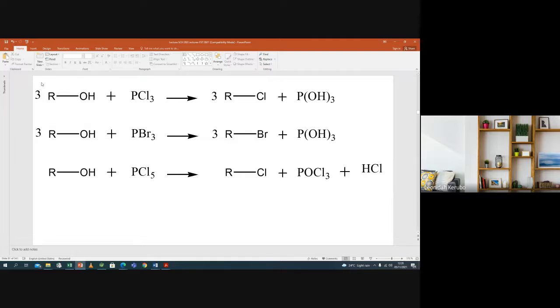So if you start with 3 moles of alcohol and react with phosphorus trichloride, you'll be able to get 3 moles of alkyl chloride. If you start with 3 moles of alcohol and react with phosphorus tribromide, you get 3 moles of alkyl bromide and other byproducts. Then if you start with 1 mole of alcohol and react with 1 mole of phosphorus pentachloride, you'll get 1 mole of alkyl chloride with other byproducts.